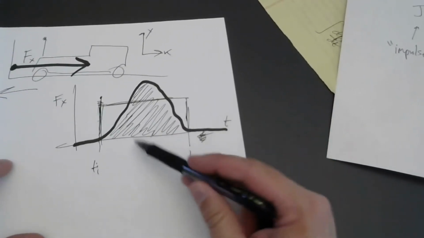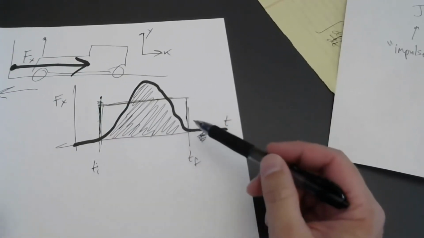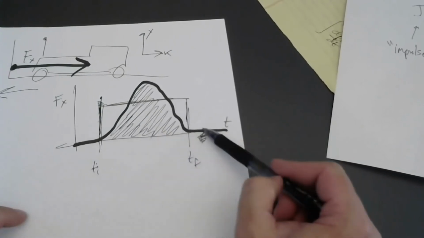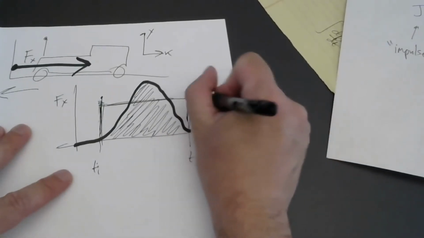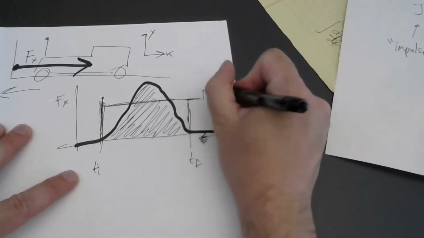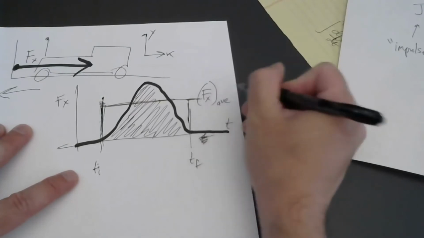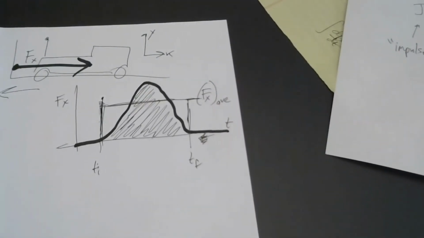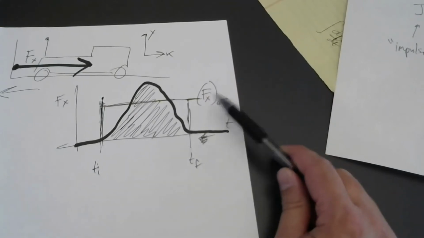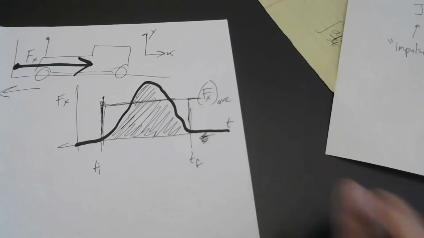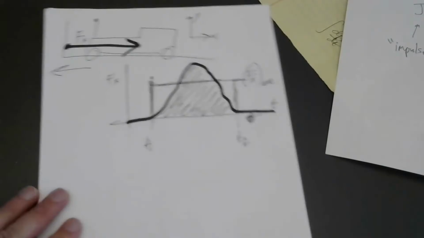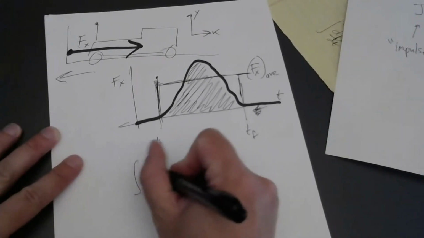But if you can find that rectangle, the rectangle that has the same area as the area under the force versus time curve, then by definition, the height of that rectangle is called the average force for the time interval. And if you want to look back at your calculus book, you'll see that that comes from the mean value theorem for integrals. But that is the meaning of average force. It's the height of the rectangle with the same area as the force versus time curve.